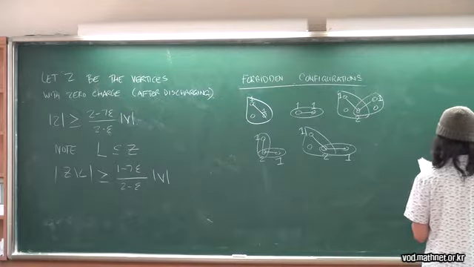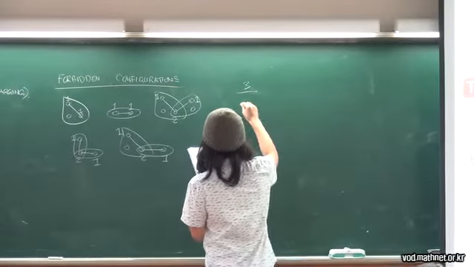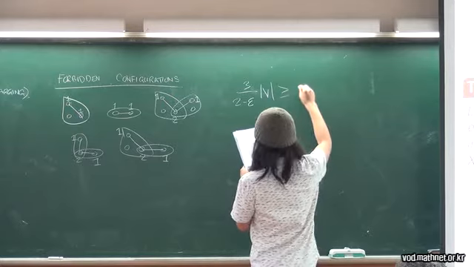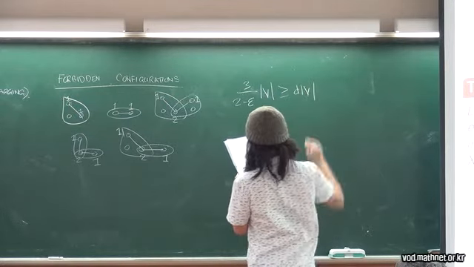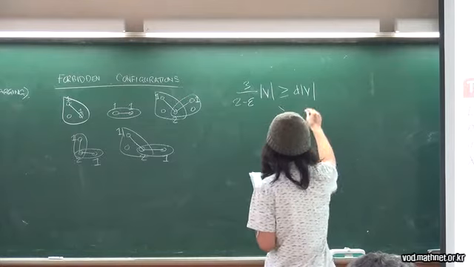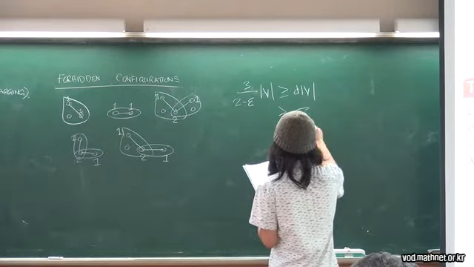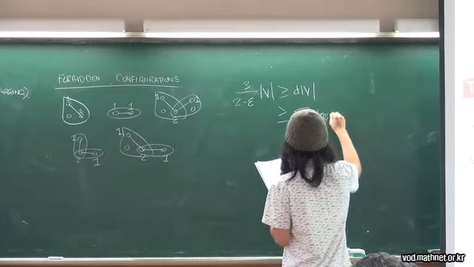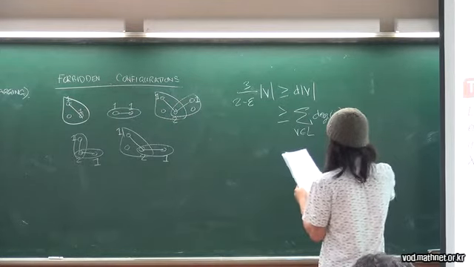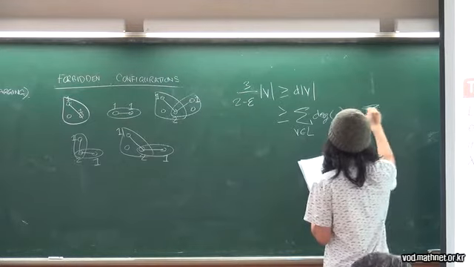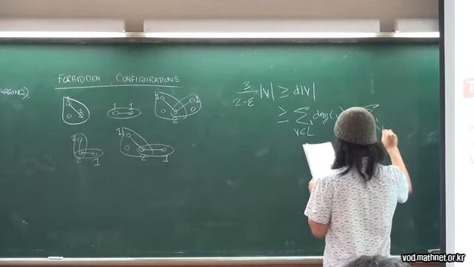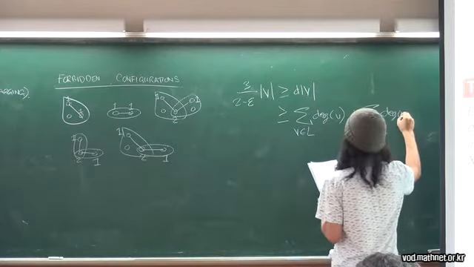Now I've got this 3 over 2 minus epsilon times the number of vertices. That's at most the average degree times V. If I look at this, I can just sum the degrees of the vertices in L, and the vertices in Z take away L, the degree of v.